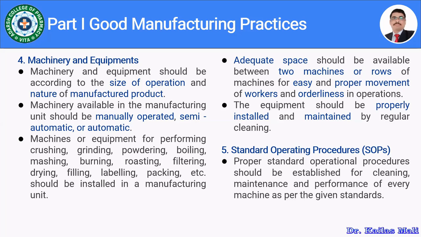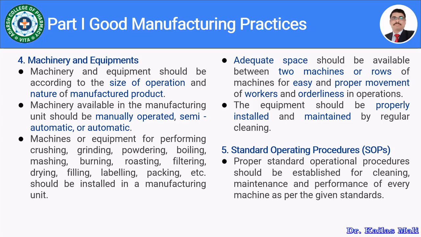As in the manufacturing unit, if we are running a capacity of, for example, 10 liters for liquids and 100 kg for solids, then according to that, one should have the particular equipment in the manufacturing unit. The machineries and equipment should be according to size of operation, size of batch, and the nature of manufactured products.